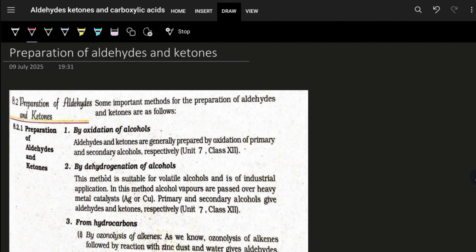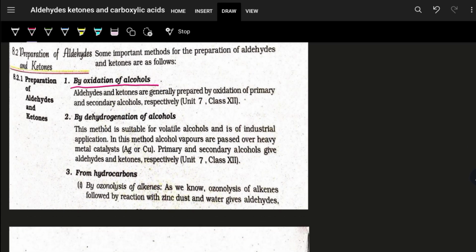Hello everyone. Let us start our discussion with preparation of aldehydes and ketones, that is, preparation of carbonyl compounds. The first thing that we can see is by oxidation of alcohols.